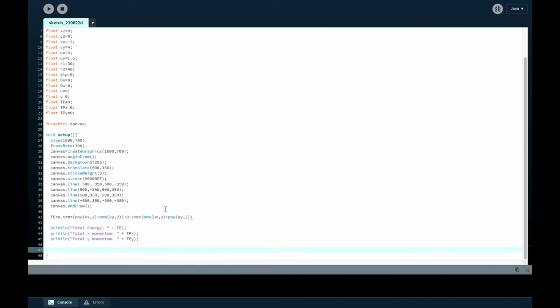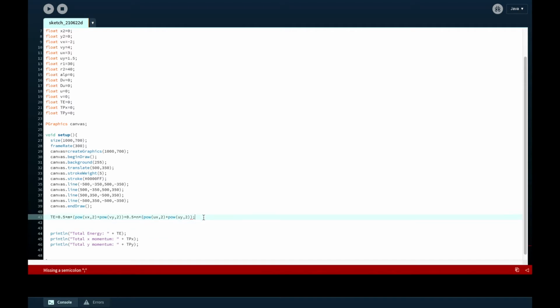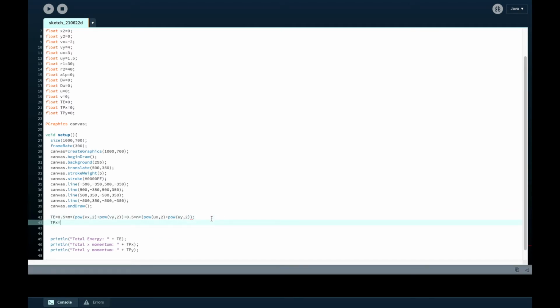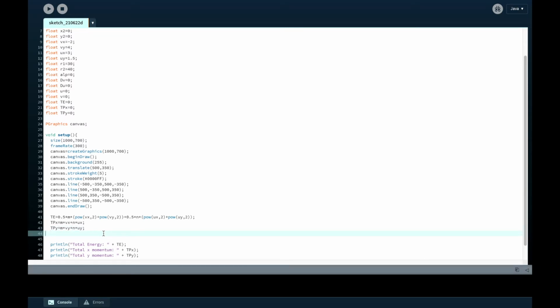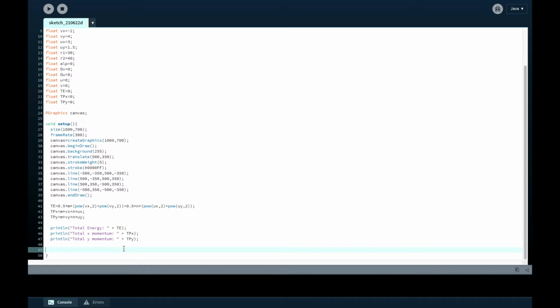Yep, that seems about right. And then I'm going to have to also calculate the values for tpx. So tpx is equal to m times vx plus n times ux. Because it's only in the x direction, it's x momentum. And tpy, same reason, we have m times vy plus n times uy. And so that here is going to calculate for us the initial conditions of the system.